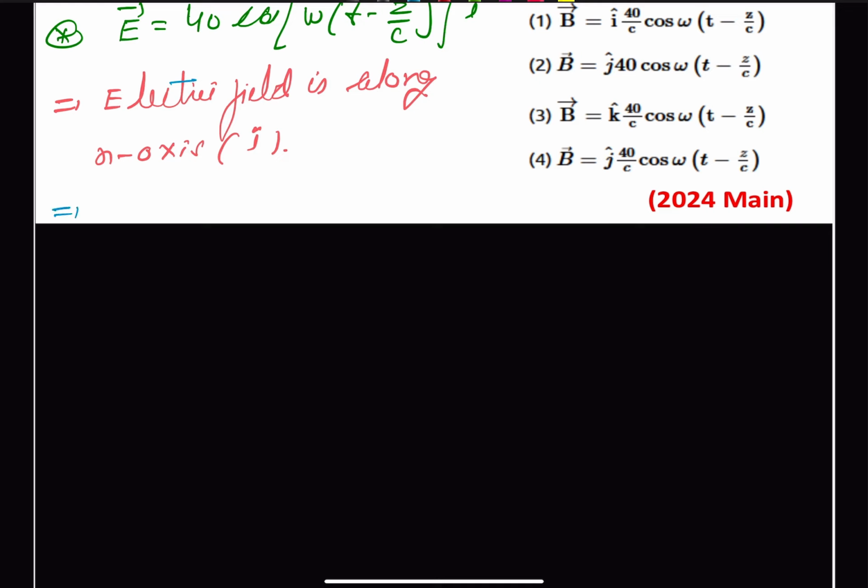because of this i unit vector, and the EM wave will be traveling along positive z direction. Or we can say that our EM wave travels along positive z direction. So first of all we are going to find out the direction, because finding out the magnitude is quite easy, that is just based on the direct formula.